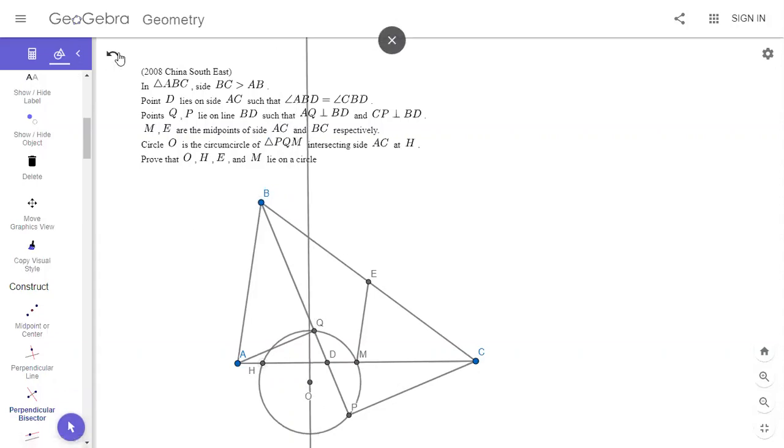Yeah, so okay, so yeah, I think so. DA over DM is DA over half of AC. And DQ over DP. I think I have a couple ideas here.